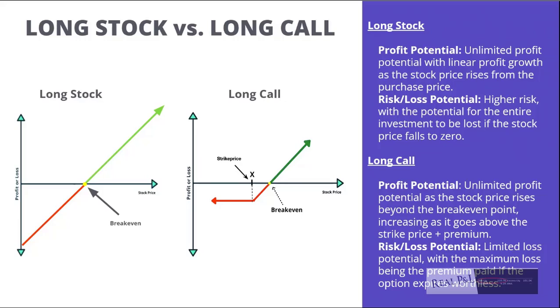Comparing it to the long call, you have the profit potential, which is unlimited profit potential as the stock price rises beyond the break-even point, increasing as it goes beyond the strike price plus what you paid for the premium. And the risk of the loss, the potential loss, is limited loss, with the maximum loss being the premium paid if the option expires worthless.